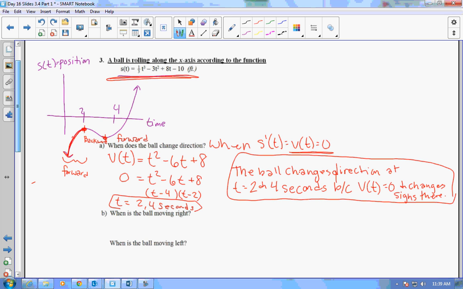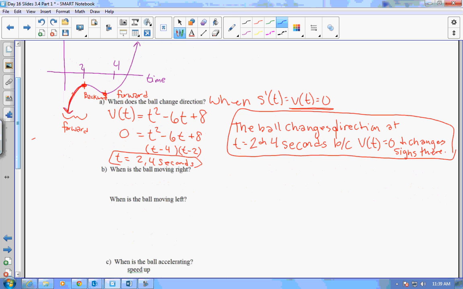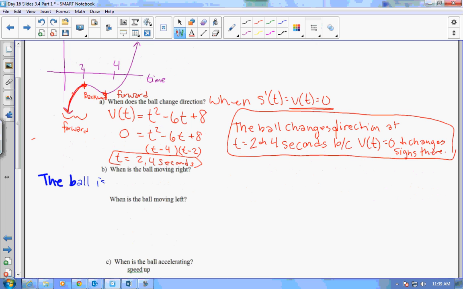Okay, so it's moving right from which intervals? The ball is moving right from 0 to 2. Now at 2 it changes direction. So right at 2, is it moving right or left? Can we tell? No, so we put a parenthesis. But at the beginning there's only one direction going, so I'm going to put a bracket.